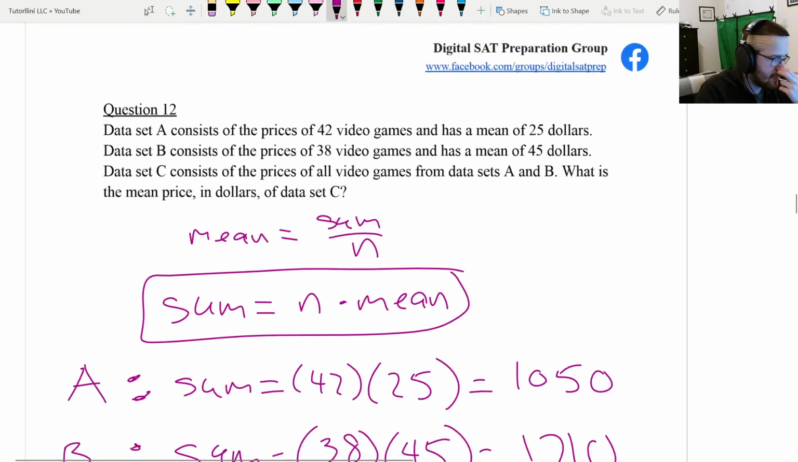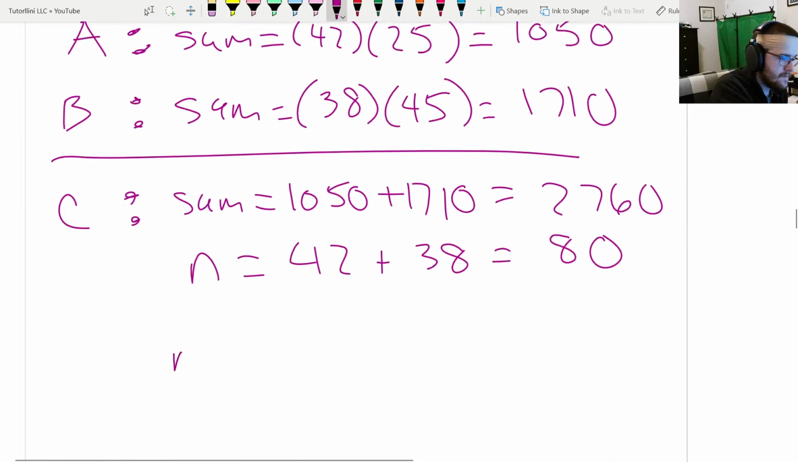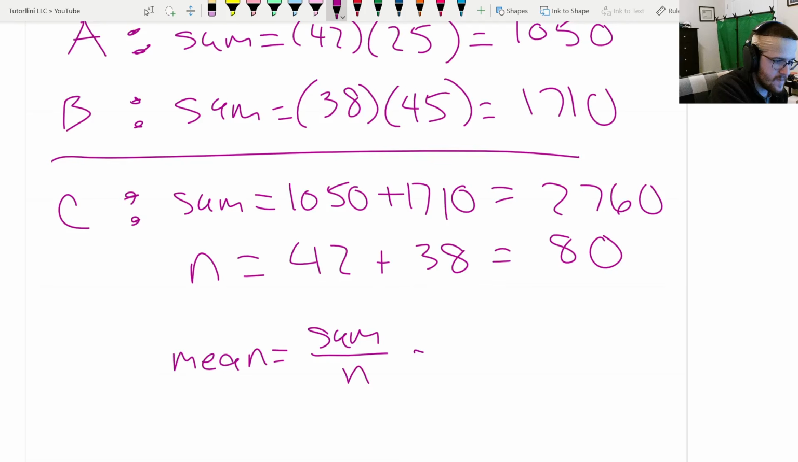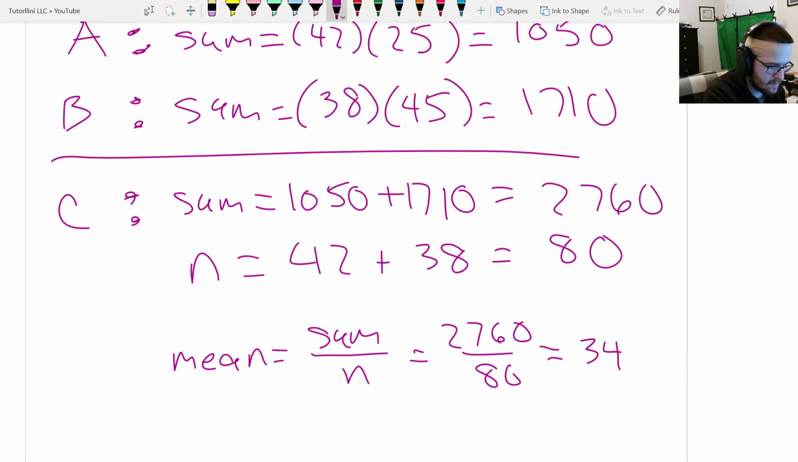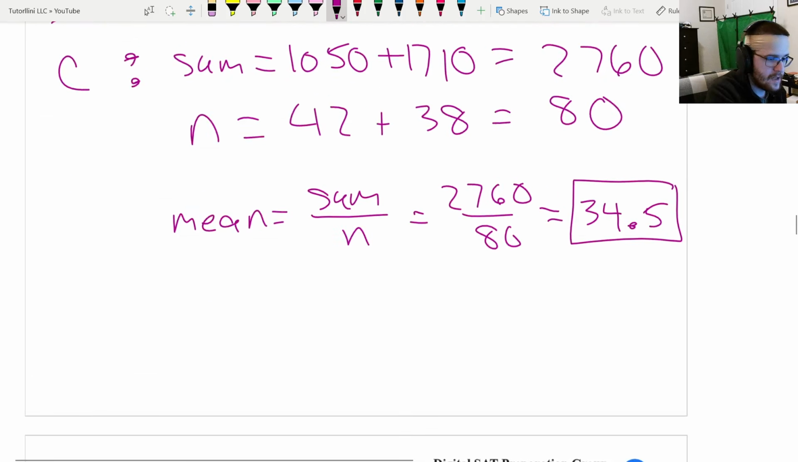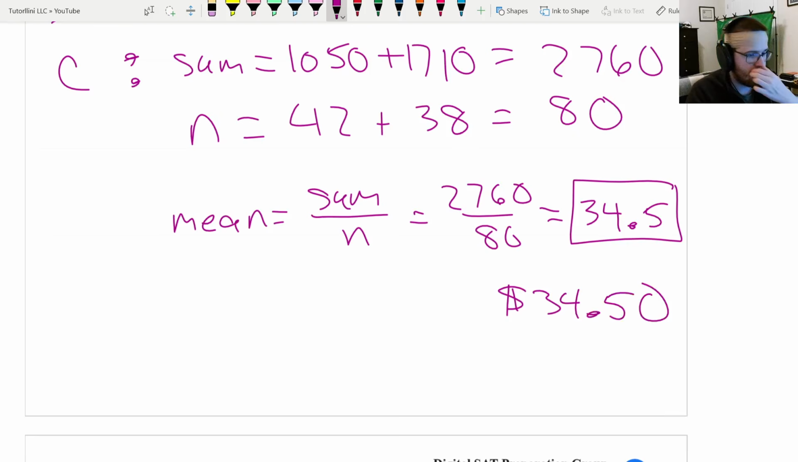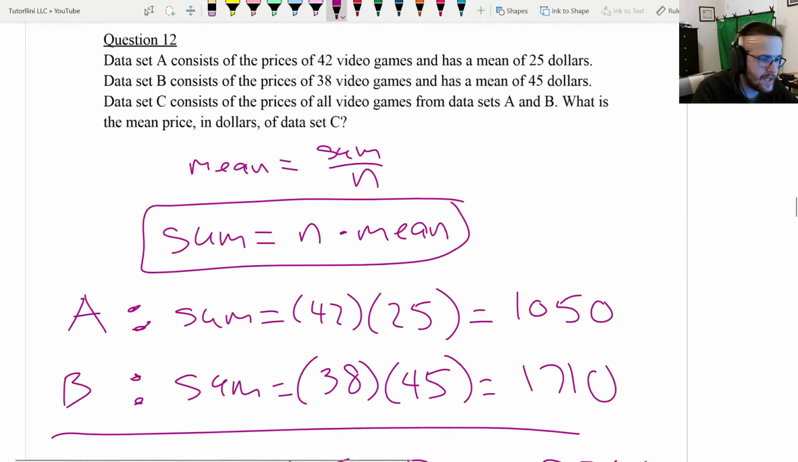And now to find the mean for dataset C, we're going to do sum over n, 2760 over 80. And we should get 34.5. Which, if you're actually writing it in real life, in America, we would say that's $34.50, but they don't have you write dollar signs and stuff like that in the Blue Book app, so you don't need to worry about that. So the answer is 34.5.